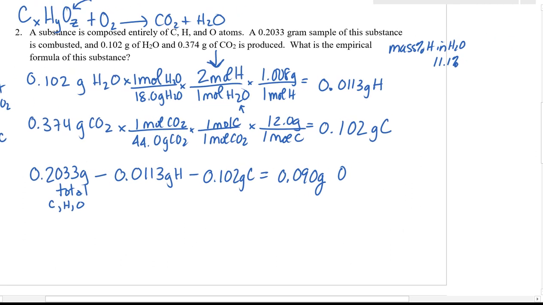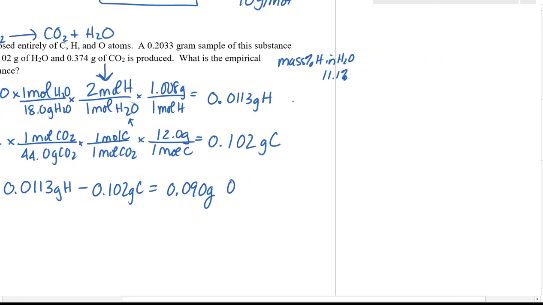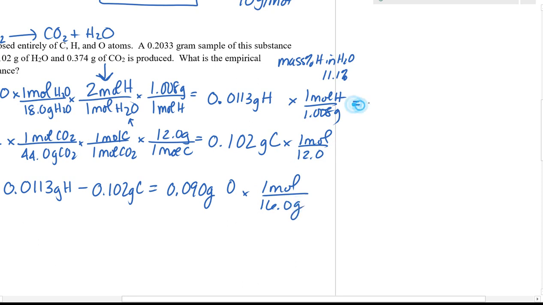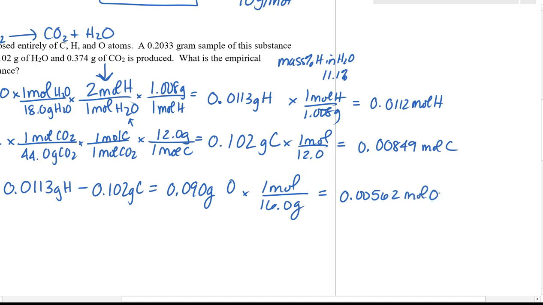Now we're just going to go mass to mole. So I'm going to scroll over here to the side. I'm going to convert my grams hydrogen to moles hydrogen. I'm going to convert my grams carbon to moles carbon. And I'm going to convert my grams oxygen to moles oxygen. So I end up with 0.0112 moles of hydrogen. I end up here with 0.00849 moles of carbon, and I end up with 0.00562 moles of oxygen.